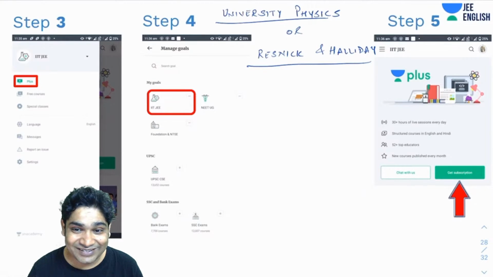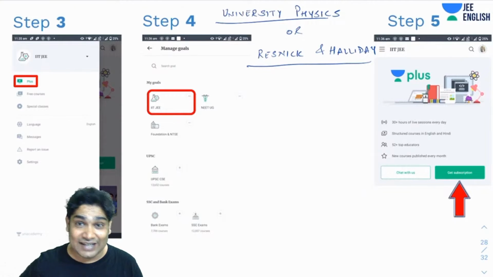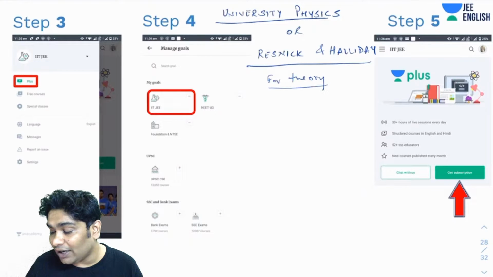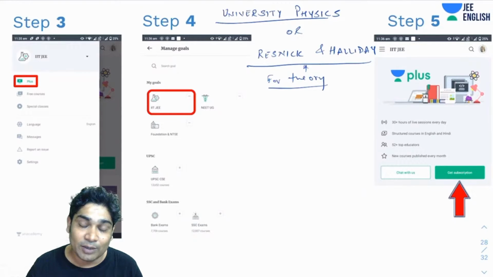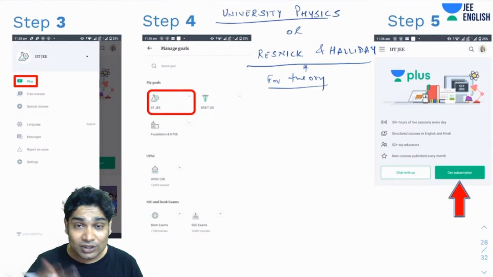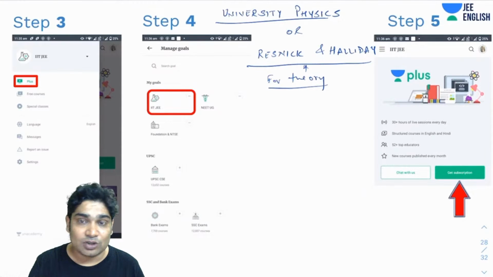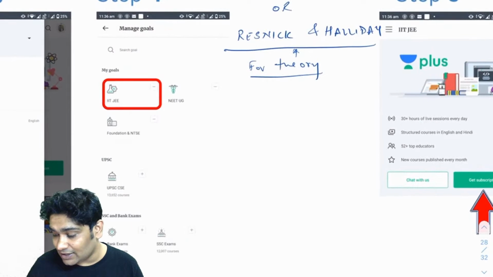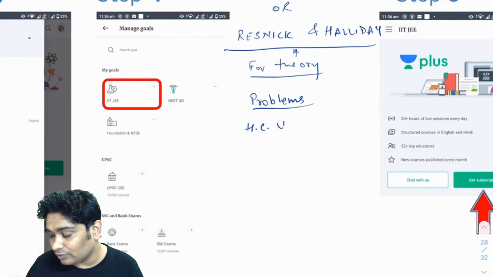Okay. For questions, of course, H.C. Verma is the first. So this is for theory. Now the only problem is, I would not recommend any of the Indian books for theory, because in order to simplify the language, they make a lot of mistakes in translations. Okay. So for problems, the first one is H.C. Verma. That's a must book to solve.